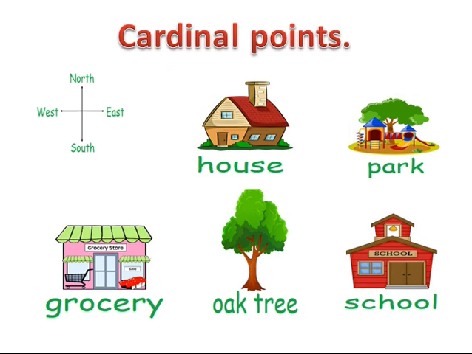Now, boys and girls, let us look at the cardinal points to help us find the location of places. In our drawing, we see the cardinal points up here: north, south, east, and west. What we actually have here is a map with various places in the map.